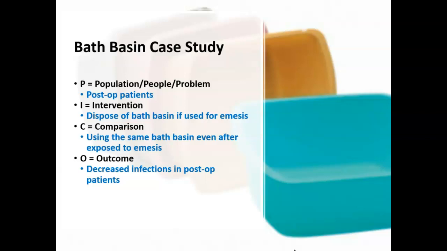So one PICO question you could have come up with: the P could have been post-op patients, intervention, dispose of bath basin if used for emesis, compared to using the same bath basin even after exposed to emesis, and the outcome is decrease infections in the post-op patient. That is not the only PICO question you could have come up with.